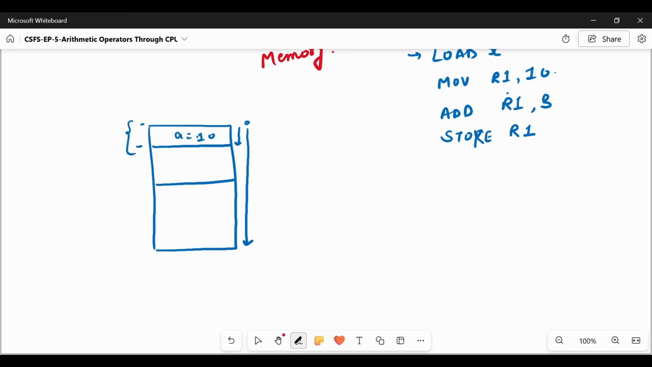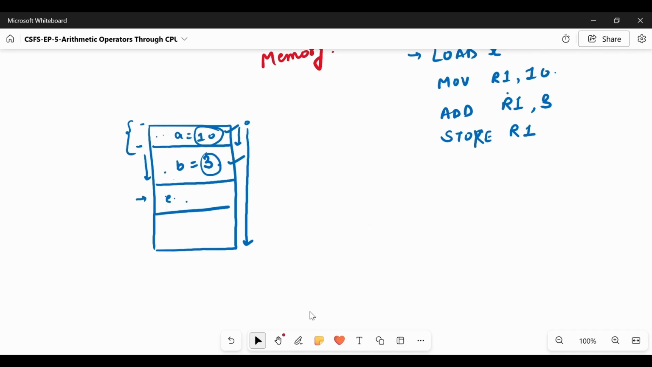So 4 bytes downward, we have one particular value B where we have stored 3. Then we load both these values into registers. 10 is copied into one register, R1. Suppose the B value is copied into another register. Then the arithmetic operation is performed. So after load, move is happening. Let me show you in the example.